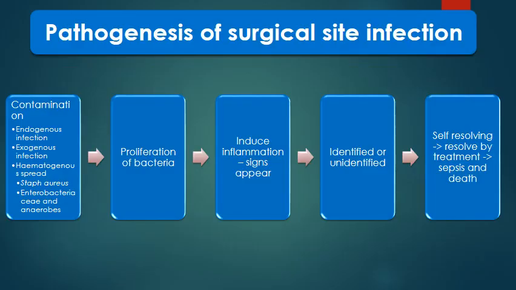So what is the pathogenesis of surgical site infection? In the first step, contamination, either it has an endogenous source, endogenous infection, or exogenous infection, and then hematogenous spread. Most common organism is Staph aureus, other organisms are enterobacteria and anaerobes. Then, after contamination, we have proliferation of the bacteria, then induced inflammation signs, then identified or not identified, and it has three ways. Either it is self-resolved, or it needs treatment to be resolved, or it is associated with sepsis and infection and complications up to death.